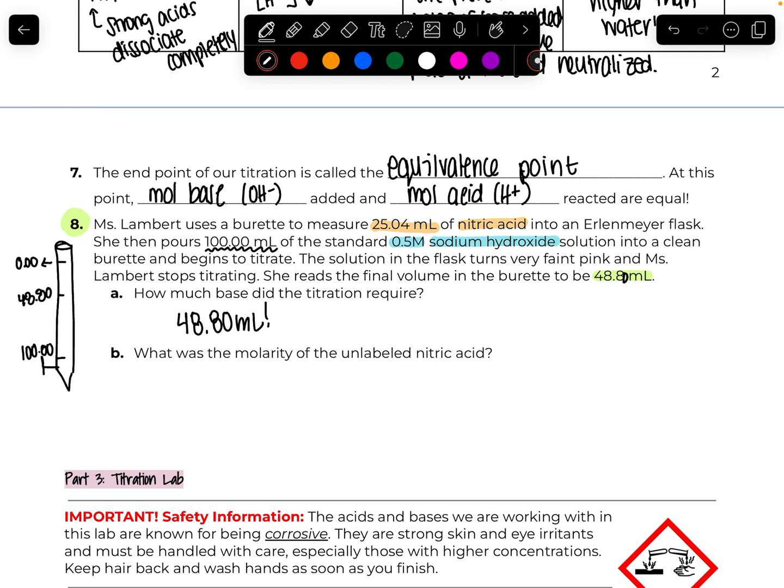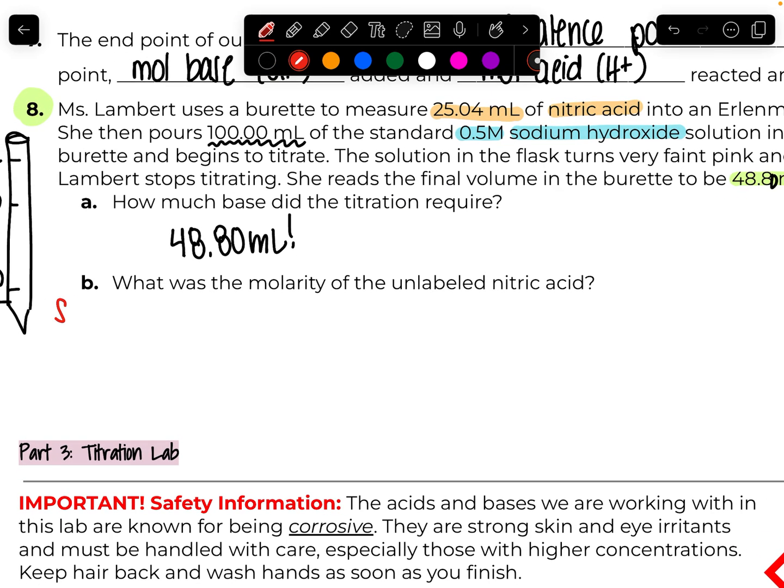So now that I have this information, I can finally answer the question, what is the molarity or the concentration of my unlabeled nitric acid, my unknown? I know information about volume. I know information about molarity for my titrant. I know information about volume for my analyte. So now I have to find a way to put all of that together to get concentration. So here's how you're going to do it. Step 1. Wow, I'm even labeling the steps for you. I'm so nice. So, step 1.